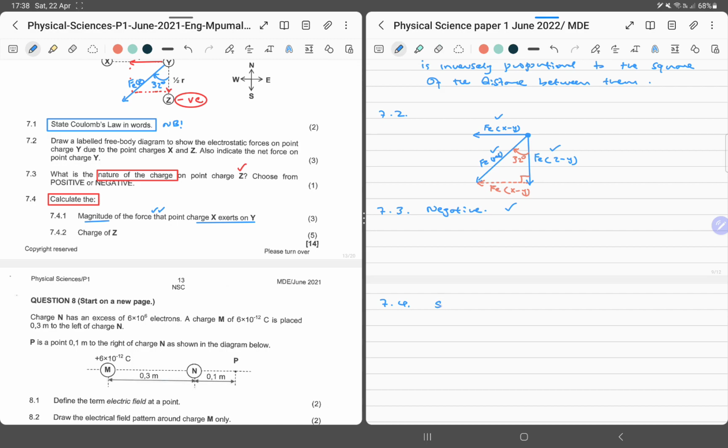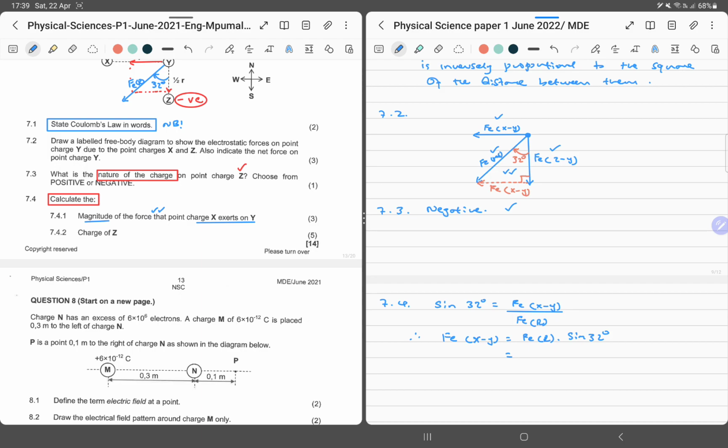So if we say sine, because what are we saying? Charge X on Y. So that's the horizontal force. So if we say sine 32 degrees in this triangle here, what is that? The opposite side is Fe of X on Y divided by the electrostatic force, which is the resultant, right? So therefore our Fe of X on Y is going to be the Fe resultant multiplied by sine of 32 degrees.